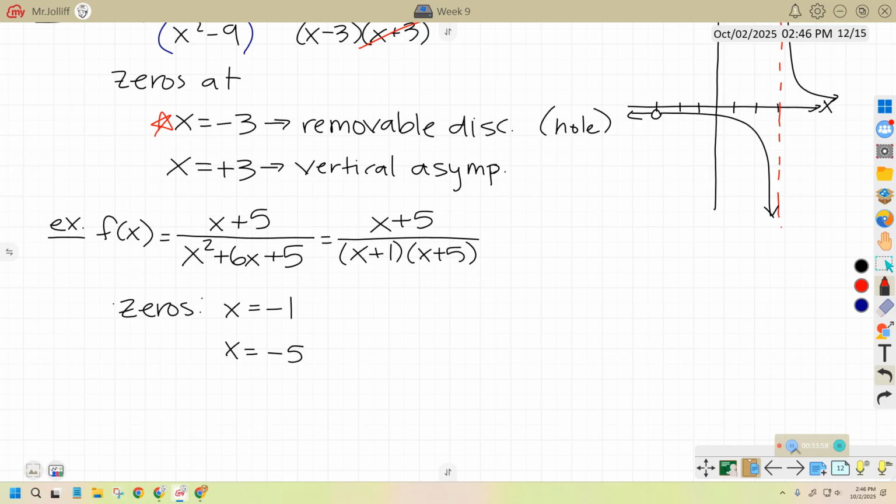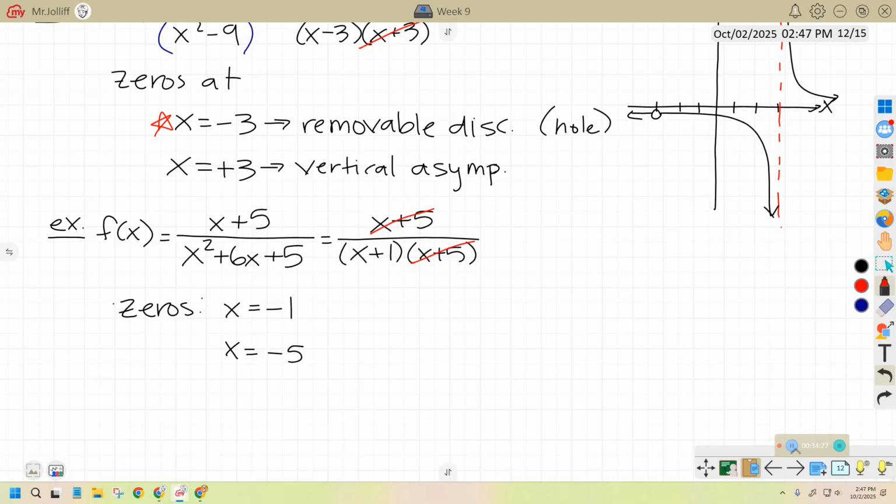Next step, step 3. You said it right. I just couldn't really hear you. Very excellent. Cancel those common factors in the top and bottom. Perfect. So what common factor do we have here? What cancels? X plus 5, x plus 5. Good.